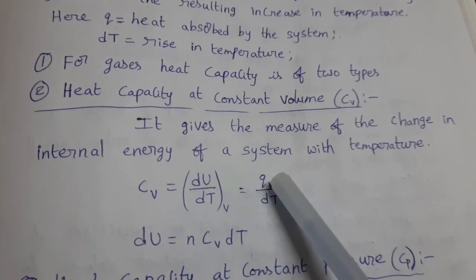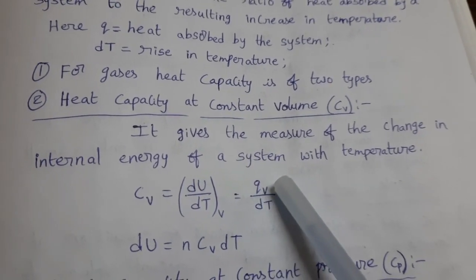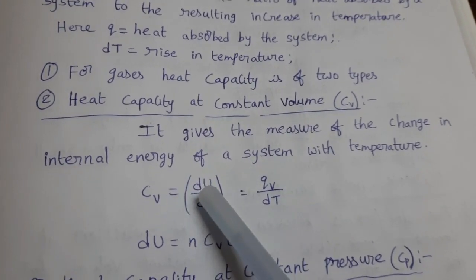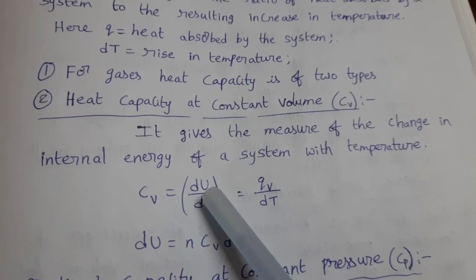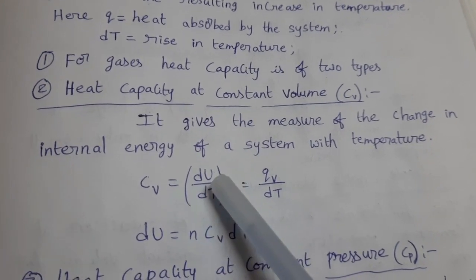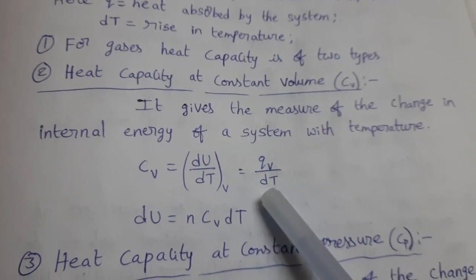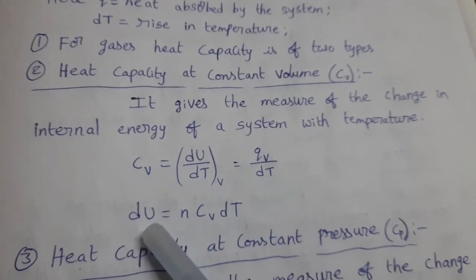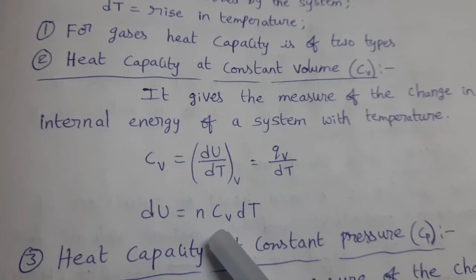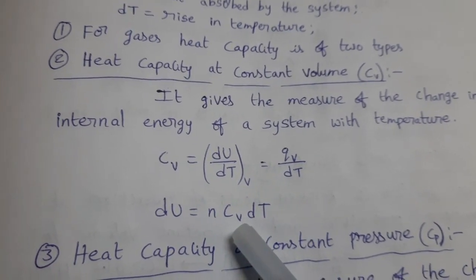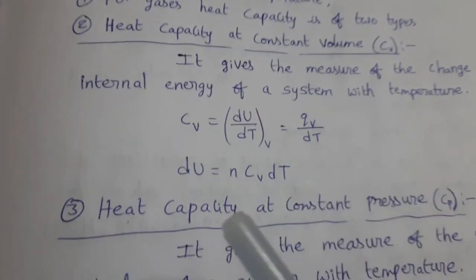So dU means Qv. Qv means heat supplied at constant volume. It is equal to the change in internal energy dU. So in place of dU, we can write Qv divided by dT. From this we can write dU equals n into Cv into dT. Cv is heat capacity at constant volume.